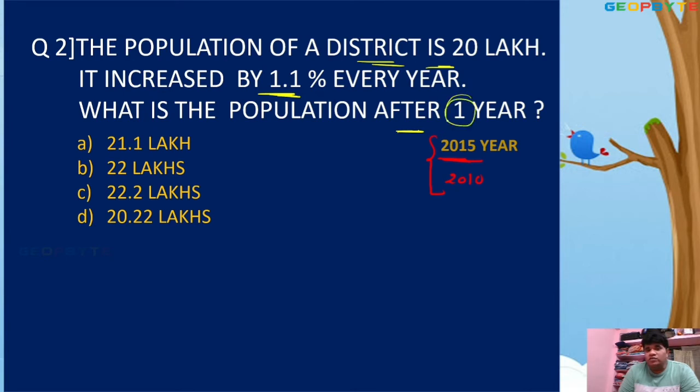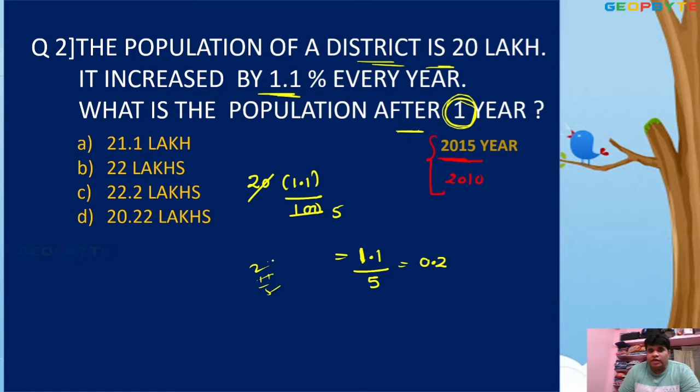Children, the question is only for 1 year, so the formula is not necessary. Directly you can apply it to the 20 lakhs. What is 1.1%? 1.1 upon 100. 25 cancels, so 1.1 by 5. Before the decimal this is 1, and 1 is not divisible by 5, so you put 0. So it becomes 11 by 5. 5 twos are 10, again 1, so you put 0. Again 2. So 0.22 is the answer.